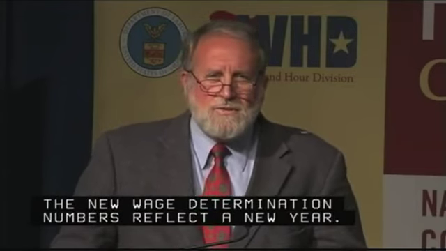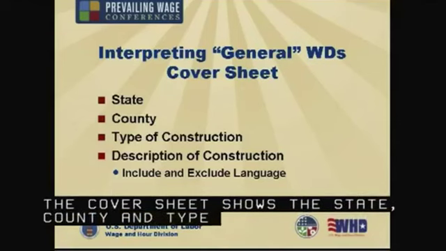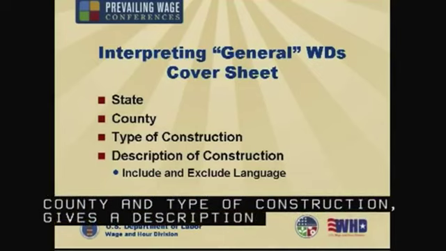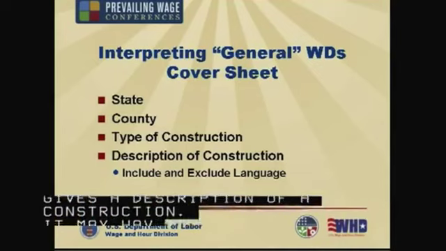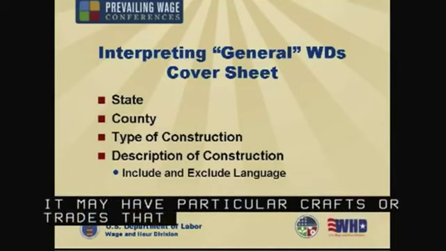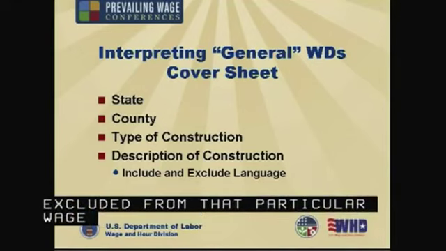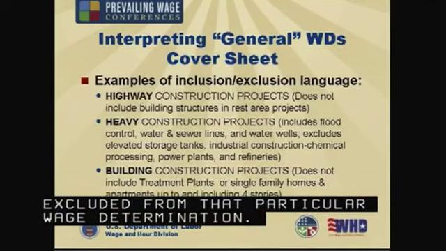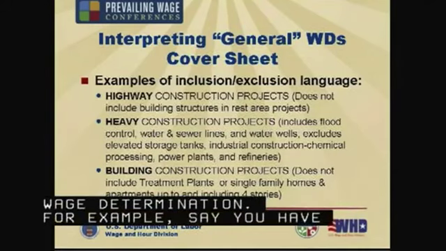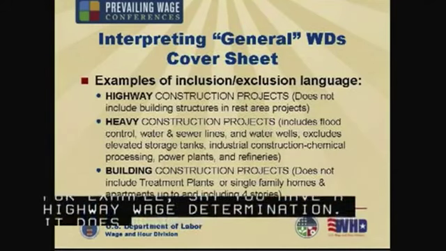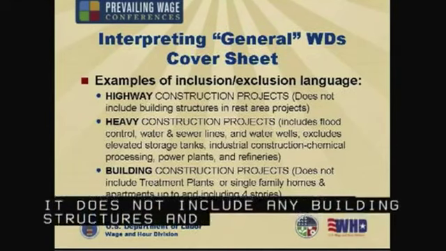The cover sheet shows you the state, county, and the type of construction. It gives a description of the construction, and it may have particular crafts or trades that are included or excluded from that particular wage determination. For example, say you have a highway wage determination, but it does not include any building structures and rest areas. That would be stated on the wage determination.